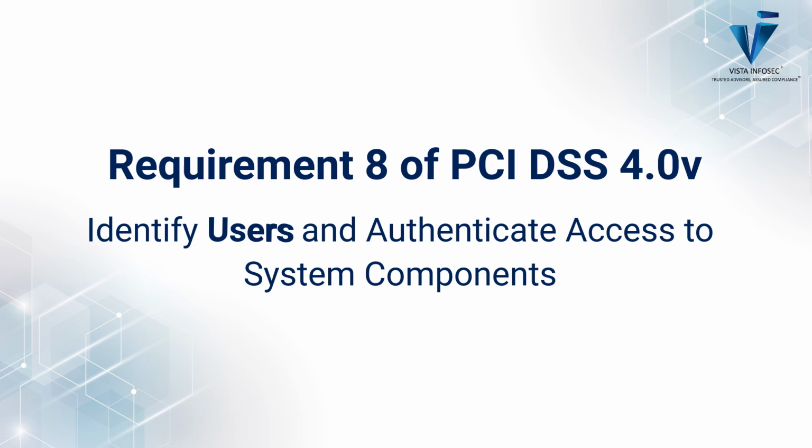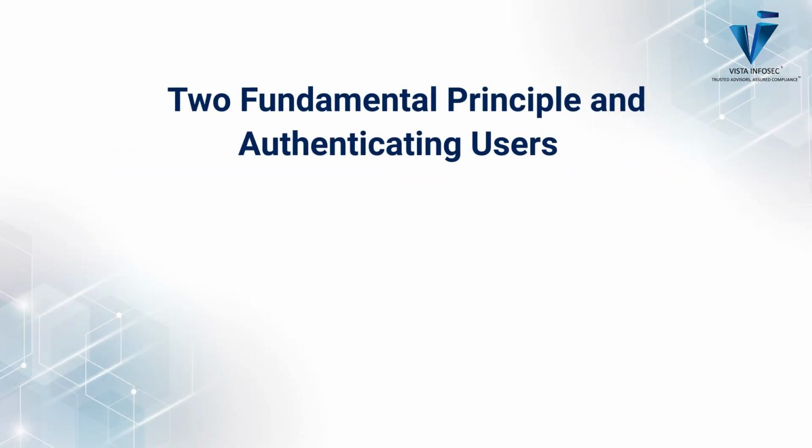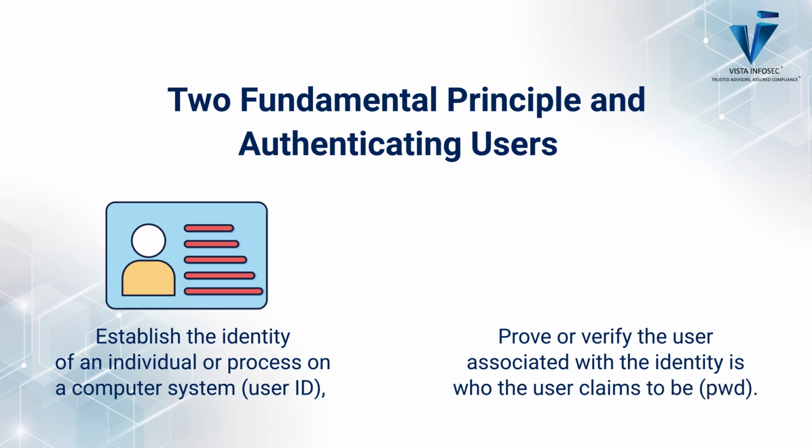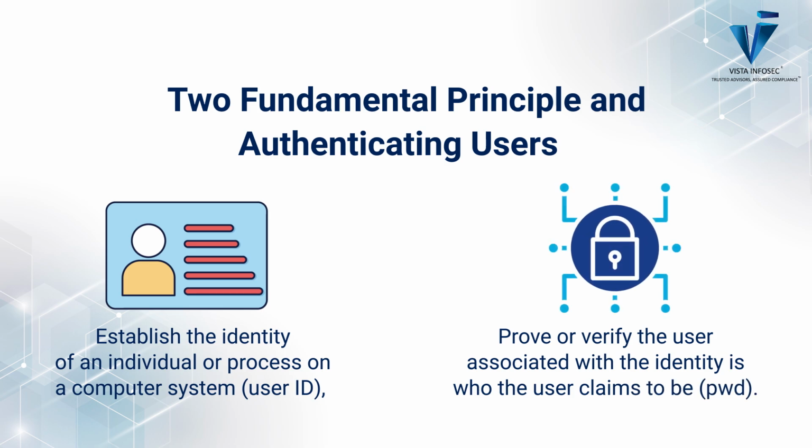If I look at it from the overview perspective, PCI DSS 4 suggests two fundamental principles for identifying and authenticating users. The first is identification, which is establishing the identity of any individual or process on a computer system. Typically, you call it a user ID. The next part is that whoever has claimed to be that user must prove or verify the identity they claim. This is typically the password or the token that could be in place.